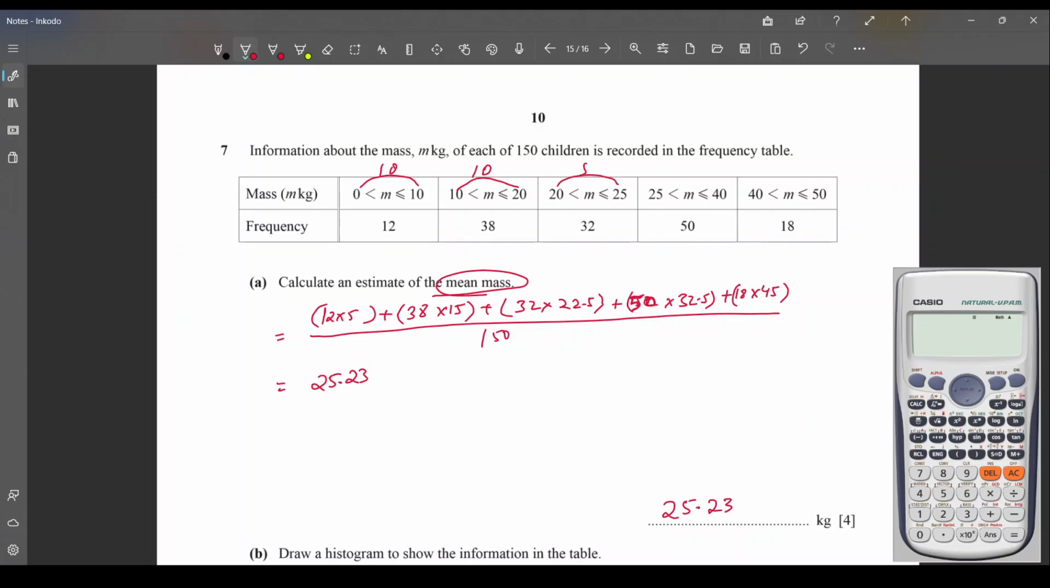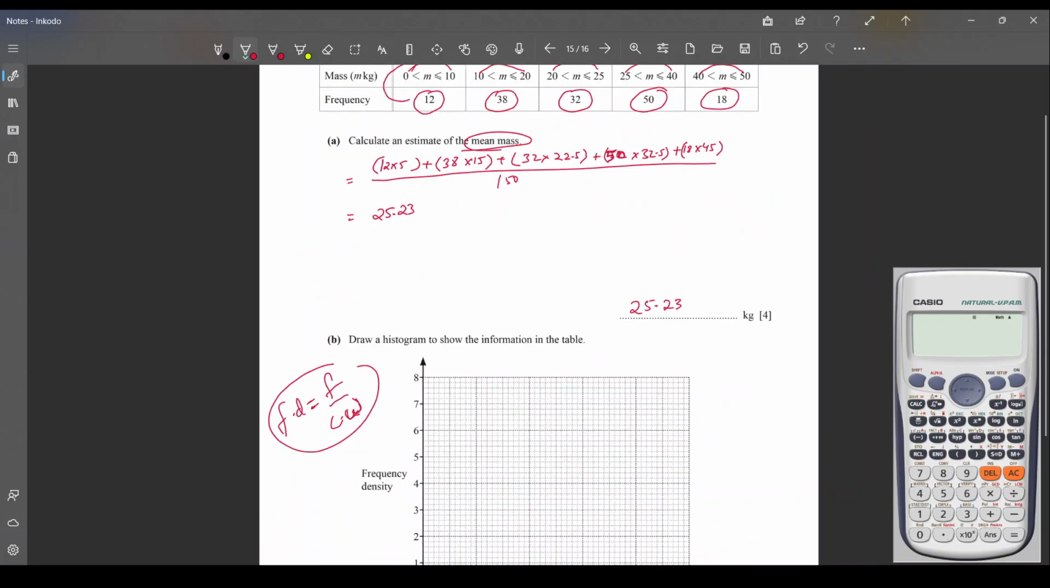25 minus 20 is 5. And this is 15. And this is 10 again. So frequency is here. We are going to divide this frequency by the class width over the top, and we are going to draw the frequency density.